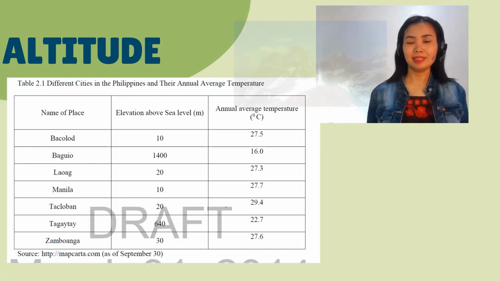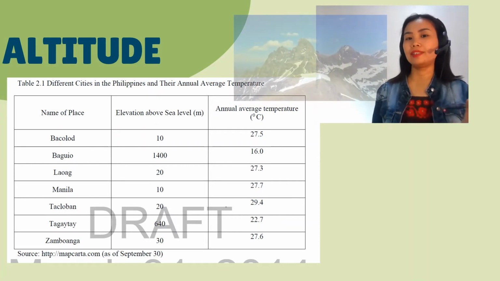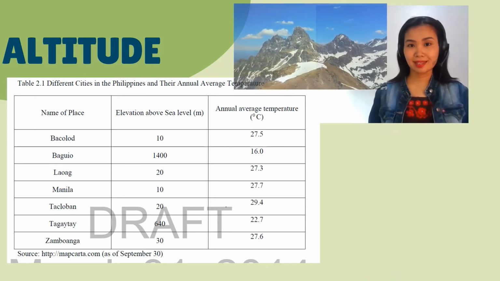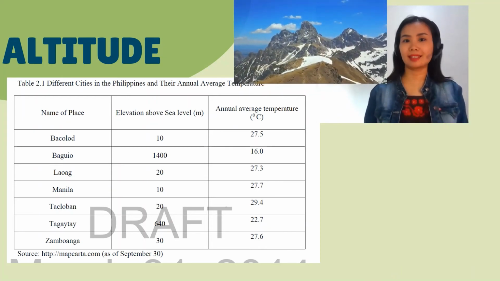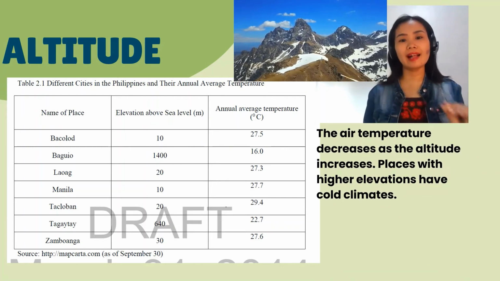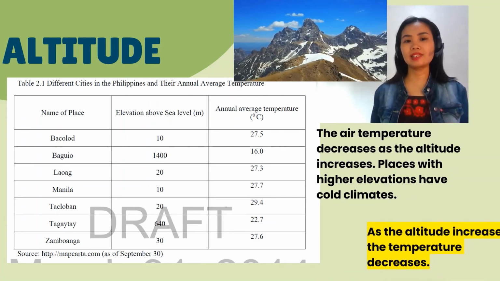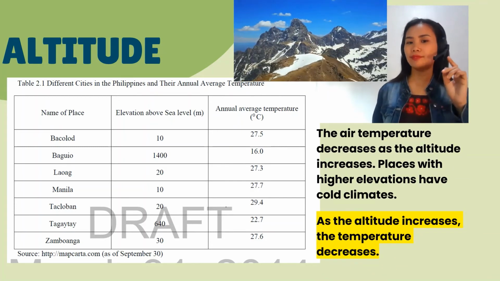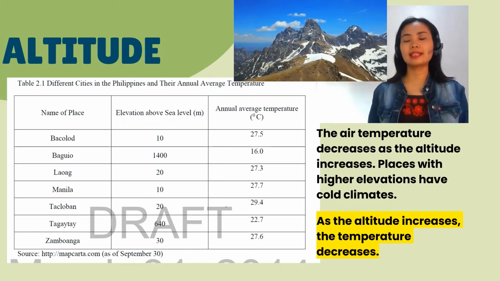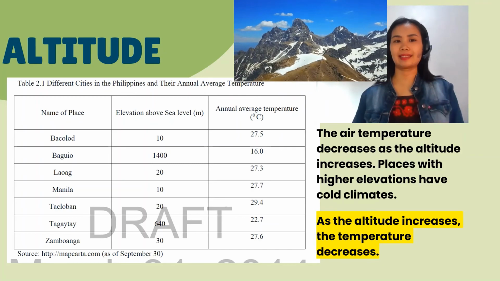This time, try to check our given figure here. Which place is the coldest? And which place is the hottest? The air temperature decreases as the altitude increases. Places with higher elevations have cold climates. As the altitude increases, the temperature decreases.